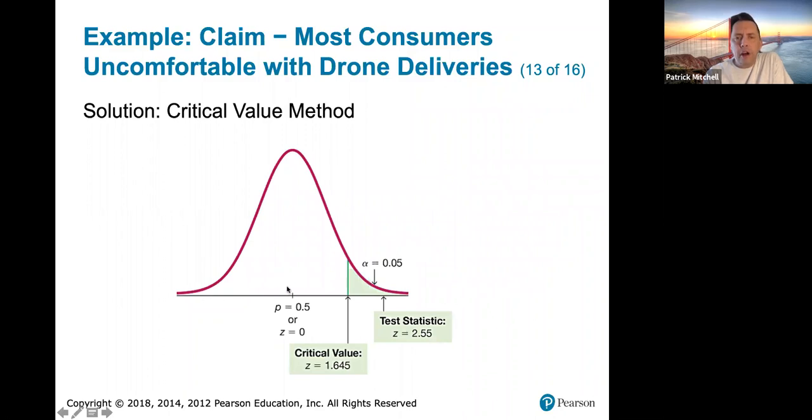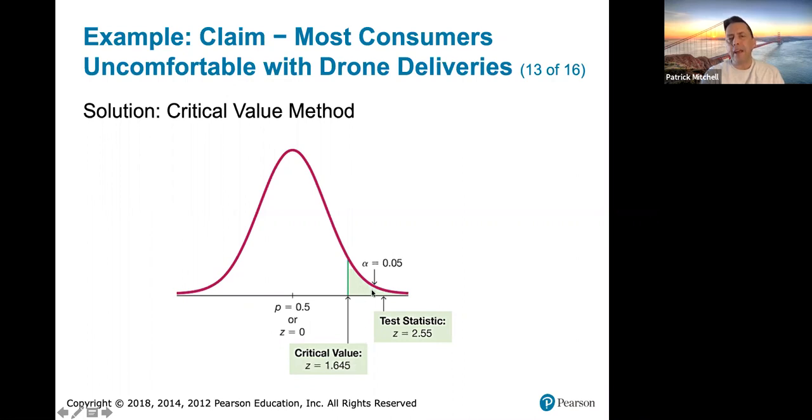The way that I draw this picture is I draw a normal distribution. Because I'm doing a right tail test, I cut off the right tail. The area in that right tail needs to be equal to the significance level. If you think back to section 6.1, we did a bunch of problems like this. Find the z-score that cuts off the top whatever percent, in this case 5%. So that critical value is z equals 1.645.